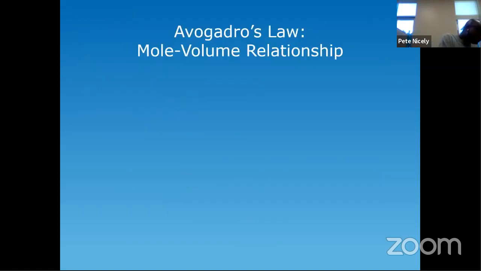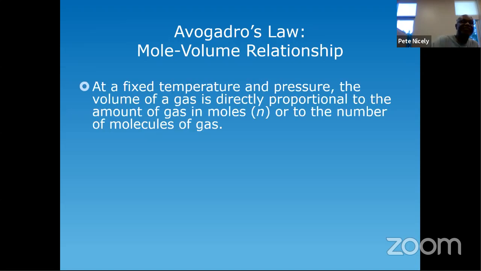The third, and I think the final law we'll be talking about, well, maybe not the final law, is Avogadro's law. This law describes the relationship between the mole of a gas and the volume, and in this case it's a direct relationship. At a fixed temperature and pressure, the volume of a gas is directly proportional to the amount of gas in moles, or to the number of molecules of gas.